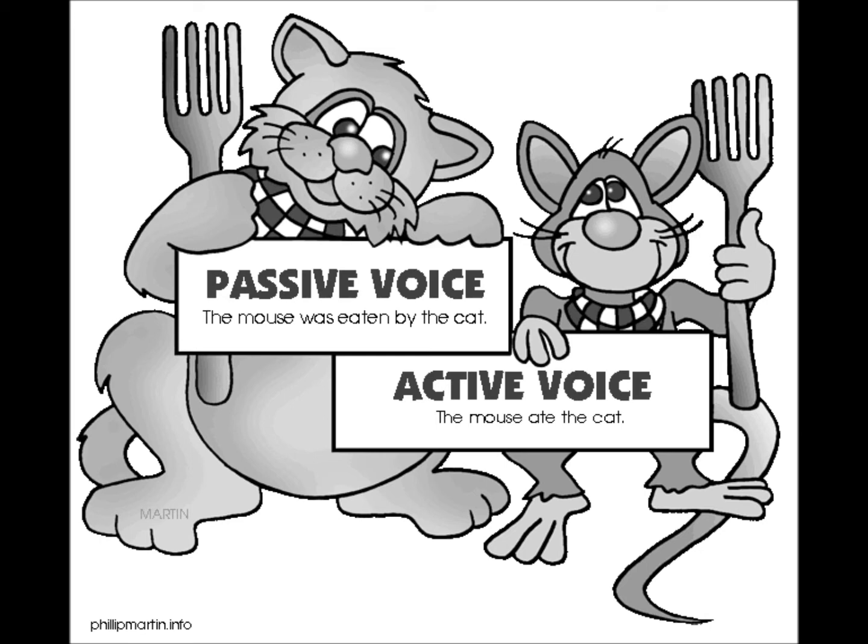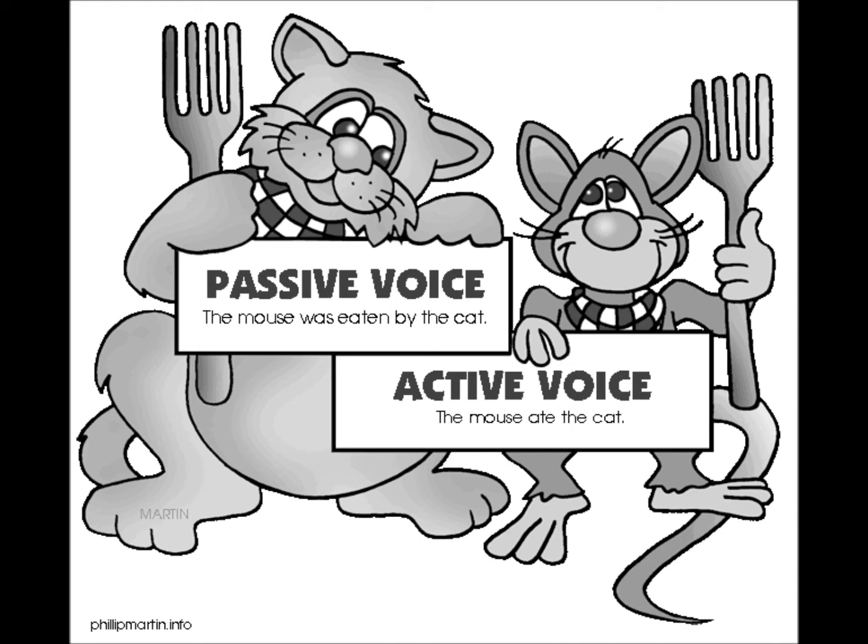Passive with two objects. Rewriting an active sentence with two objects in the passive voice means that one of the two objects becomes the subject. The other one remains an object. Which object is transformed into a subject depends on what you want to put the focus on. It's really easy.